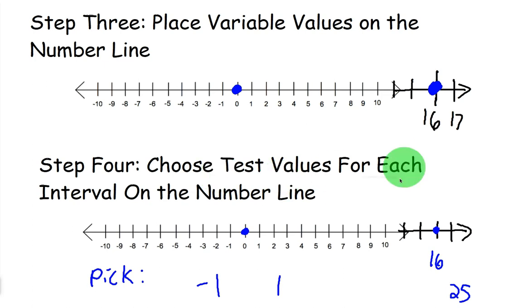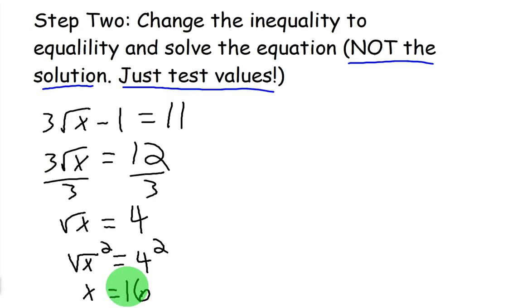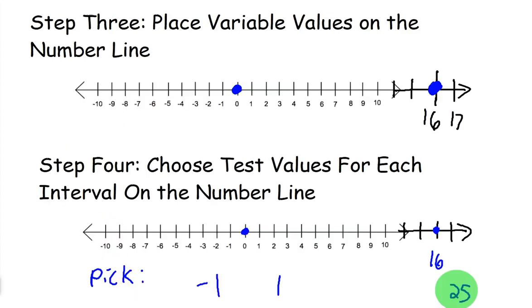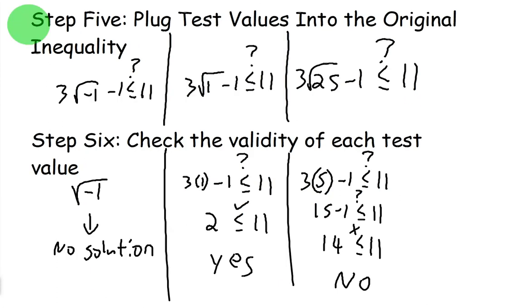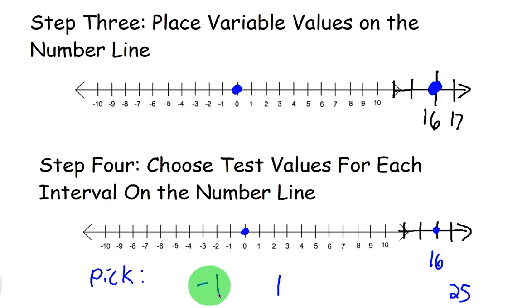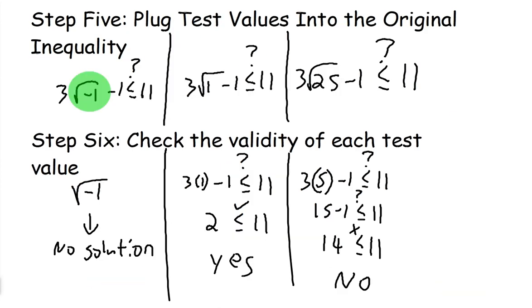Step 4, choose test values for each interval on the number line. So what do we have here? Well, we're going to pick a number to the left of 0. How about -1? That'll work. Pick a number between 0 and 16. How about 1? And any number to the right of 16 will work. I'm going to pick 25 because it's a perfect square, and I can take the square root of that easily. 17 is not going to work too well. Step 5 is to plug those test values into the original inequality. The original inequality was 3 times the square root of x minus 1 is less than or equal to 11. So for my first test value, I'm going to plug in -1 in place of x. I'm going to plug in 1 in place of x and 25 in place of x.